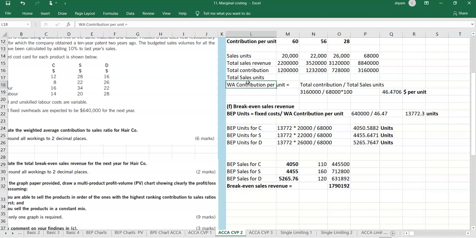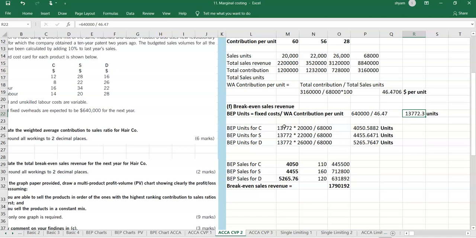We are trying to first find the weighted average contribution per unit. Take the total contribution divided by total sales units, and you will get the weighted average contribution per unit, that is this number. Then you divide the fixed cost by the weighted average contribution per unit, and you will get the total break-even point units.